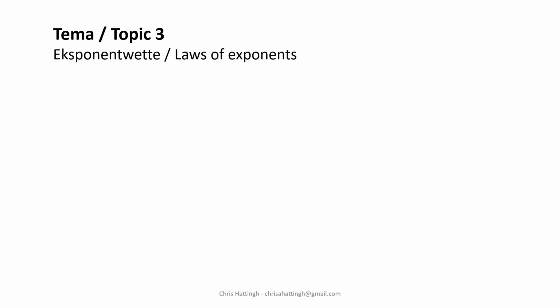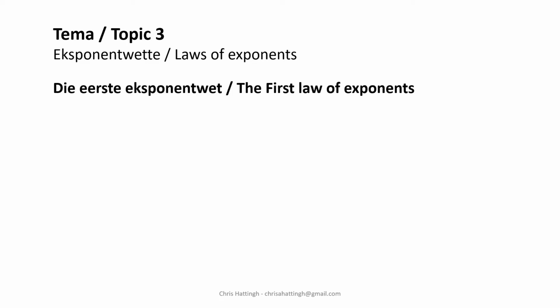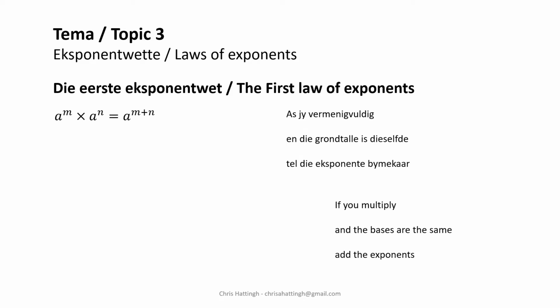We're now going to look at the laws of exponents. The first law of exponents states that when you multiply and the bases are the same, you add the exponents. So if you got 2 to the power of 2 times 2 to the power of 3, the base will stay the same and you're just going to add the exponents. You're going to say 2 plus 3 and that will give you 2 to the power of 5.